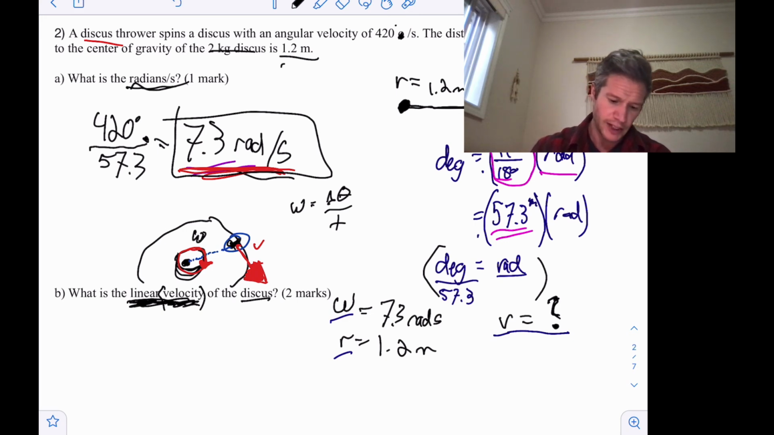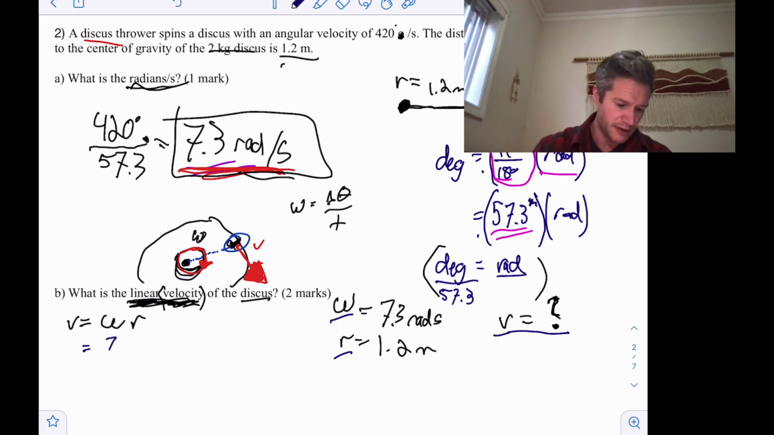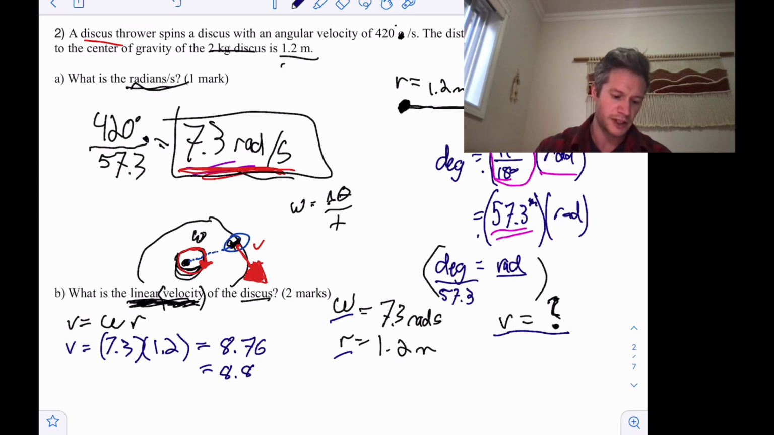So again, we'll look at our v equals angular velocity, and that makes sense, we'll get to the concept in a second, times the radial arm. So once we plug that all in, that equals 7.3 times 1.2, right? And that equals 8.76, or if we're just going to one decimal place, 8.8. And again, when we're dealing with linear velocity, that's meters per second.